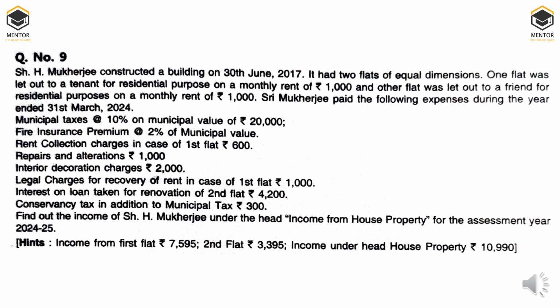Mr. Mukherjee constructed a building on 30th June 2017. It had two flats of equal dimension. One flat was let out to a tenant for a residential purpose at a monthly rent of 1000, and the other flat was let out to a friend for a residential purpose at a monthly rent of 1000. So both the flats were let out at a monthly rent of 1000 each.